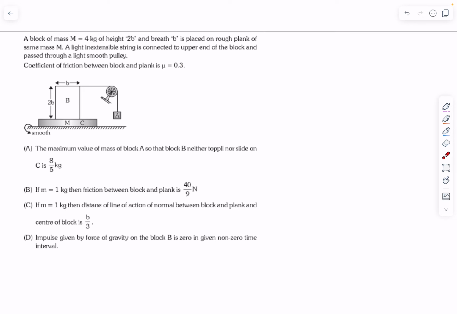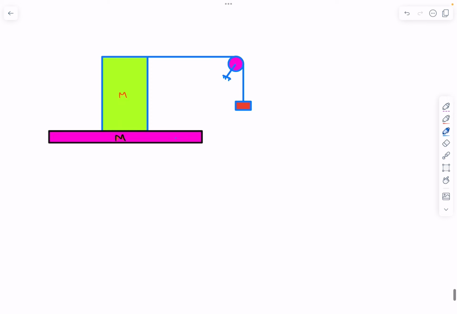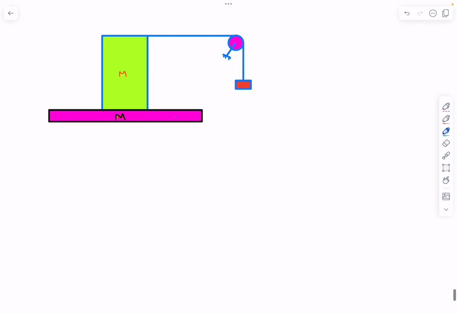So first we have to find the max value of the mass of this block A, so that block B neither topples nor slides. So we don't want the block to topple, and we don't want it to slide relative to the plank. Okay, so that's question 1. Let's try to solve for that. Okay, so this is the diagram, and the unknown mass, I'm going to call it small m.